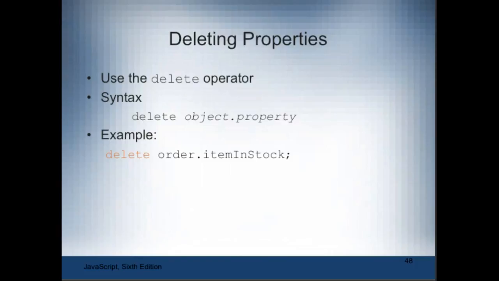You can use a statement to delete a property of a custom object. To do so, you use the delete operator with the syntax delete object.property. For example, the statement on the screen deletes the itemInStock property of the order object. Delete order.itemInStock.